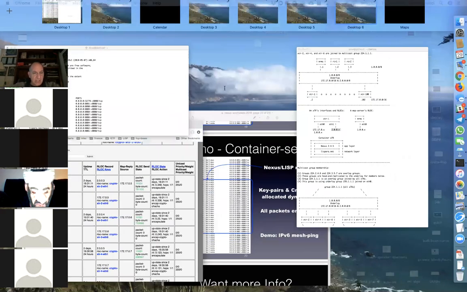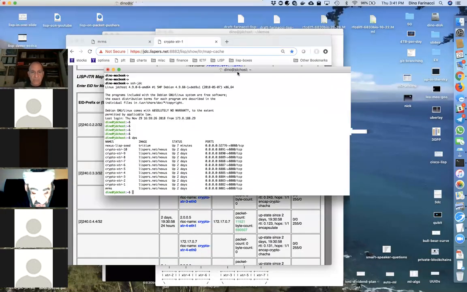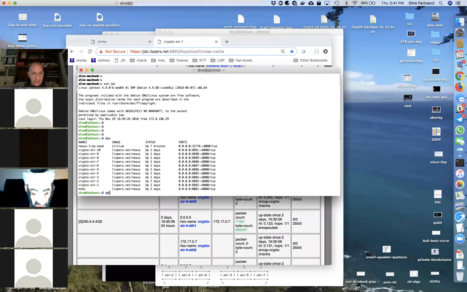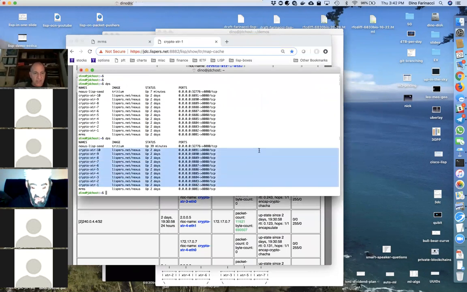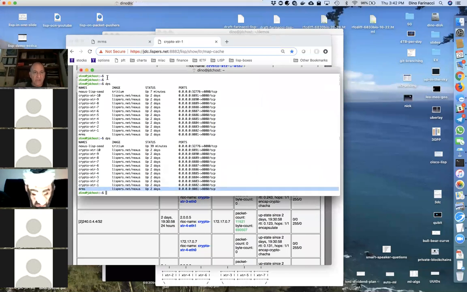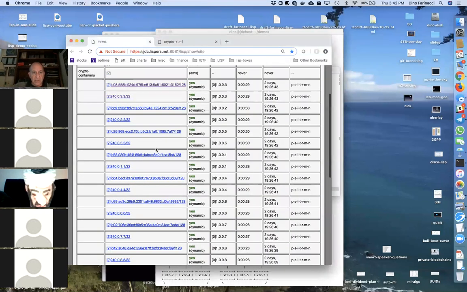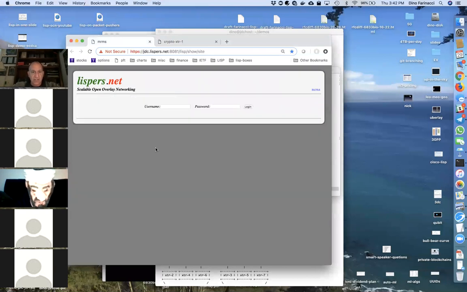Okay, so let me go to the actual server. As you can see, we have 10 containers running right here, 10 Nexus nodes. You can ignore this, this is another project we're working on. And of course, a mapping system as well. So let's go over to the map server right here, and we can show you, let's refresh the screen.